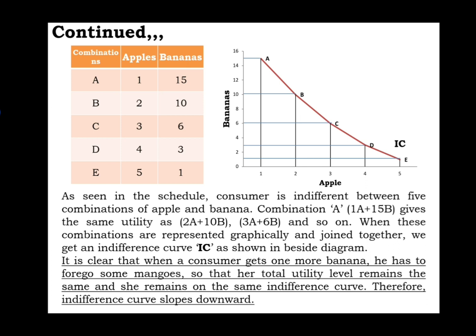Come to the third combination, C combination. There again the consumer consumed 1 more unit of apple. So at that time, to remain at the same level of satisfaction, what does he have to do? He has to forgo some units of banana. There the consumer has forgone 4 units of banana. So he purchased only 6 units of banana. When he purchased only 6 units, at that time he remains at the same level of satisfaction.